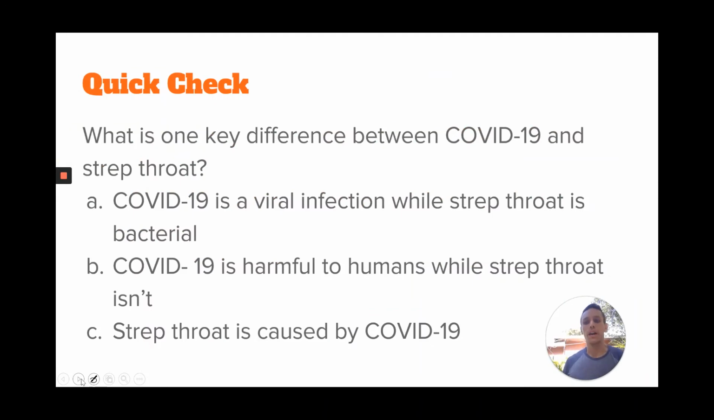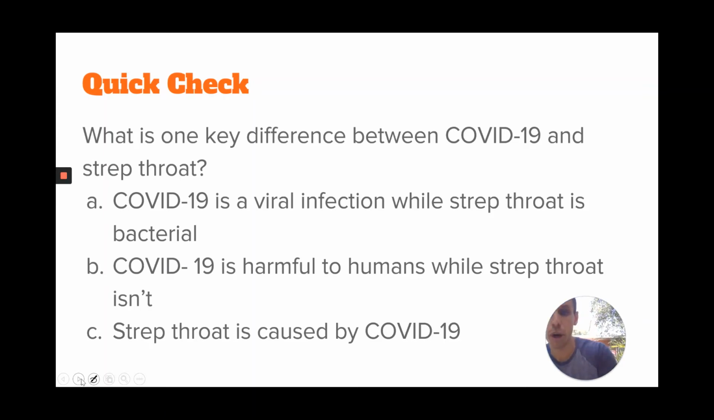So let's go ahead and do this quick check. What is one key difference between COVID-19 and strep throat? A, COVID-19 is a viral infection while strep throat is bacterial. B, COVID-19 is harmful to humans while strep throat isn't. Or C, strep throat is caused by COVID-19. Go ahead and answer this question, and when you're done, we'll go over it.